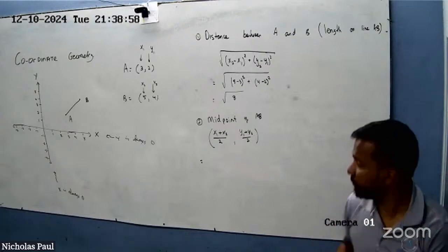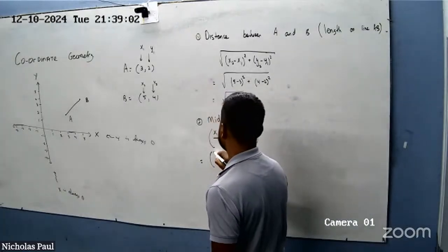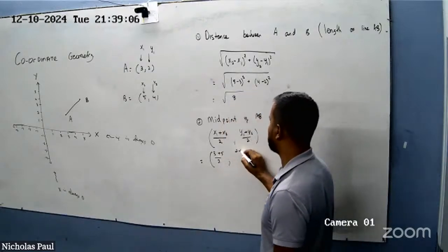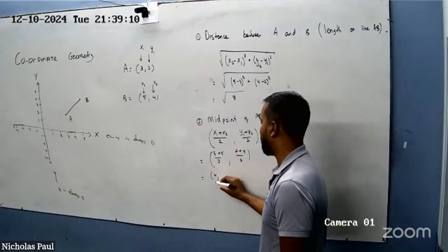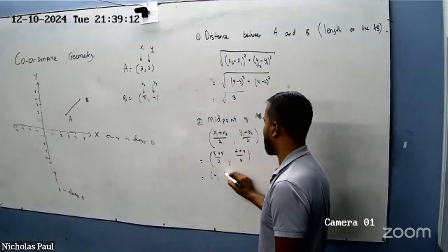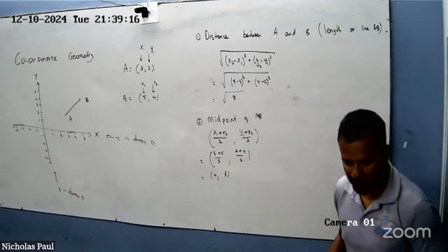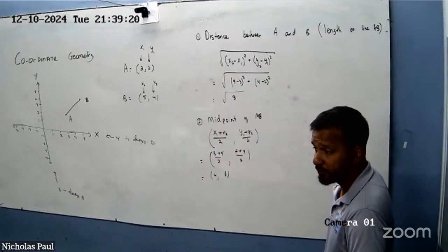Right, next thing. Oh wait, we'll work out this way. So I have 3 plus 5 over 2, and then I have 2 plus 4 over 2. 8 on 2, that's 4. 6 on 2, that's 3. So 4, 3 is the midpoint, right? That's the middle. Okay with that? Right, next.